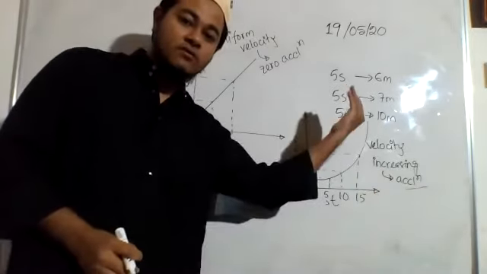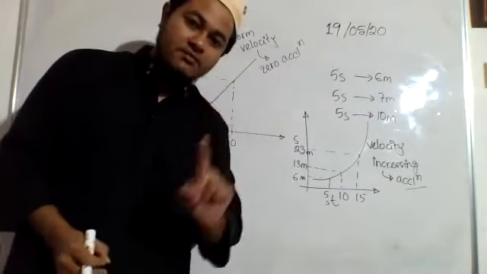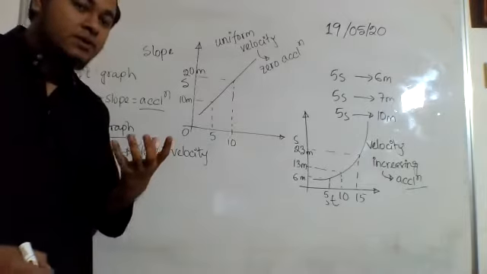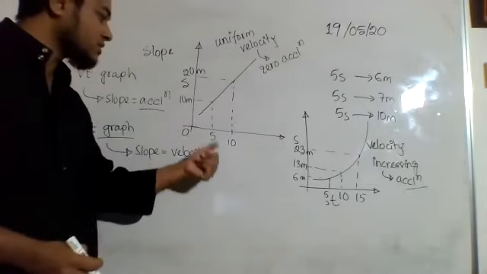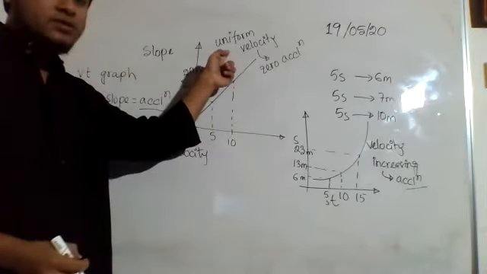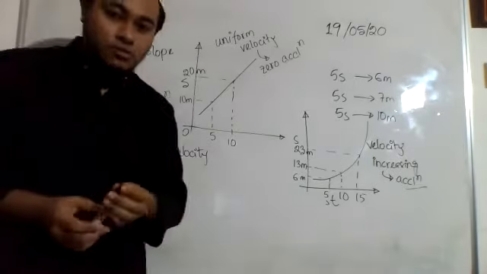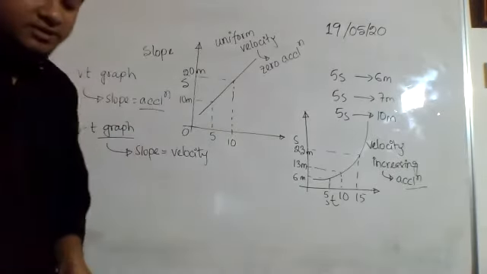it will be a curve, not a straight line. But if I ask what will be the nature of the graph if I draw a distance versus time graph for uniform velocity, you have to say that this will be a straight line. Okay, these things are there in your notebook, if you check I believe you will get it.